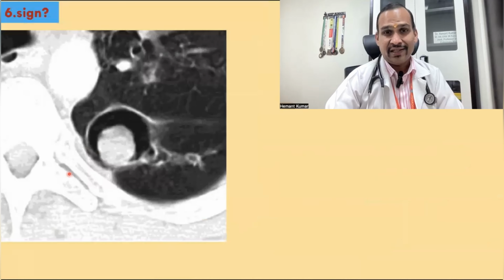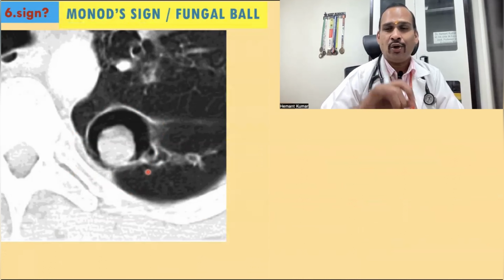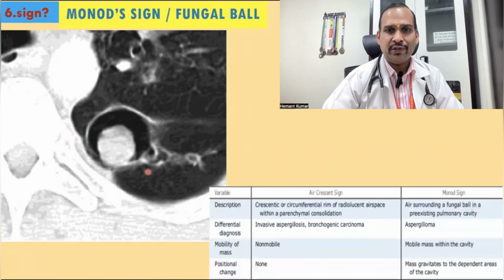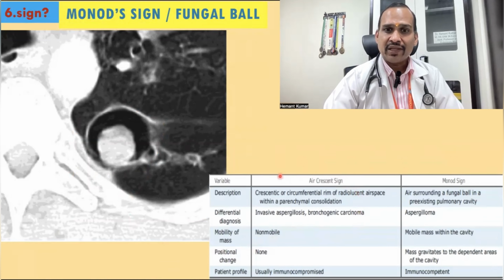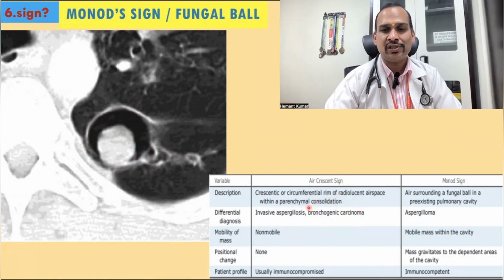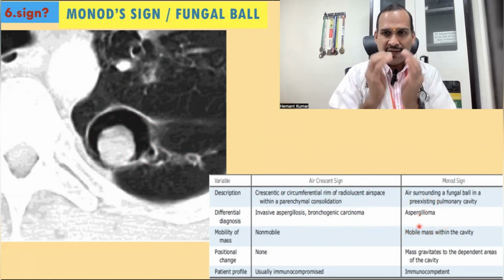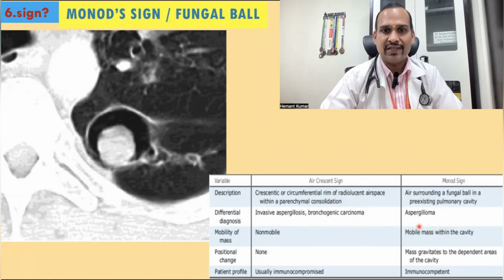Now, the sixth sign. This is similar to the air crescent sign, but this sign is called the Monod sign or fungal ball. What is the difference between the two? The air crescent sign is just a crescent or circumferential rim of radiolucent air space within parenchymal consolidation. And what about the Monod sign? This is a cavity, and inside the cavity there is a fungus ball. This is the Monod sign. Differential diagnosis: the air crescent sign occurs in invasive aspergillosis and bronchogenic carcinoma. The Monod sign is specific for aspergilloma: a cavity, and inside the cavity, fungal mycelia.